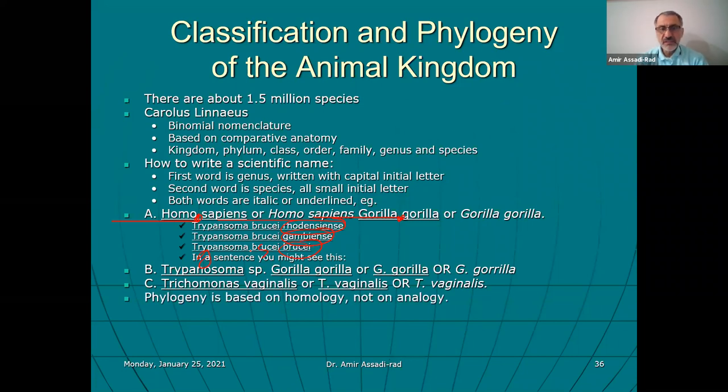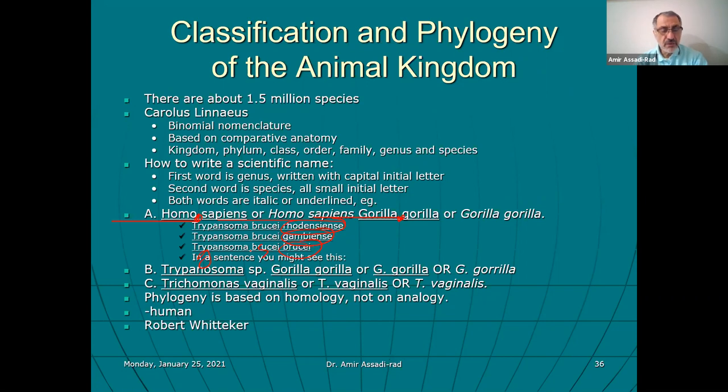And then phylogeny, you know, classification is based on homology, not analogy. If a bird can fly and a bat can fly, they both are not in the same group. Okay, a mosquito can fly and a bird can fly. That's analogy. Analogy means they both can fly, but they're not in the same group. They're not in the same class or phylum sometimes. Phylogeny is based on homology. My arm is similar to a bat's wing, so we are in the same class, same phylum.